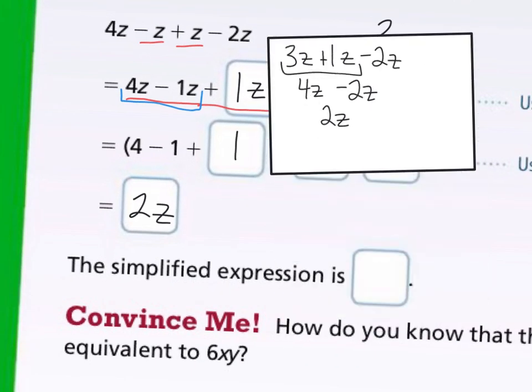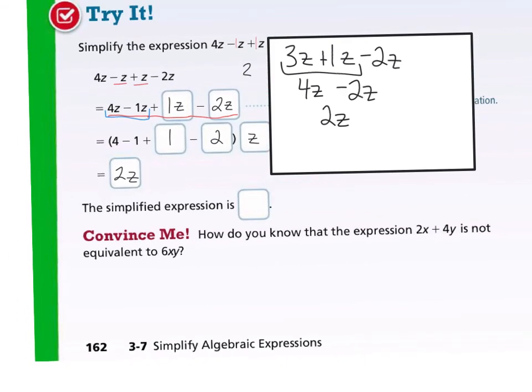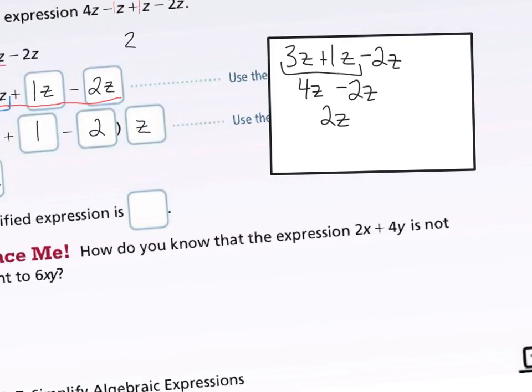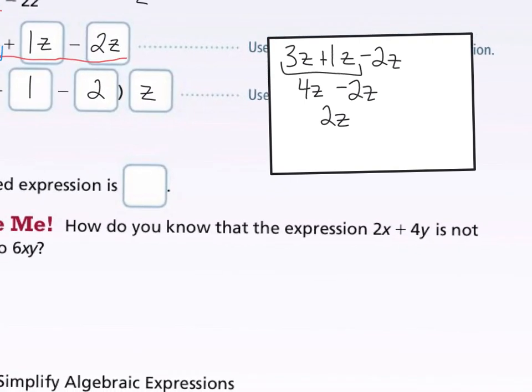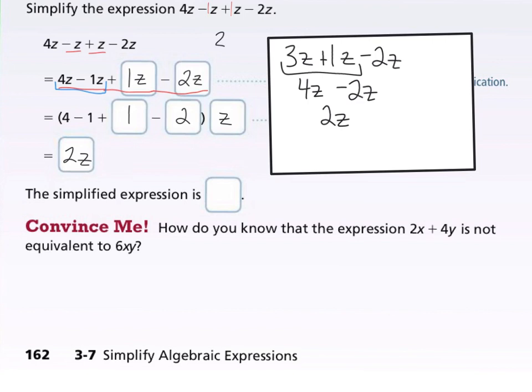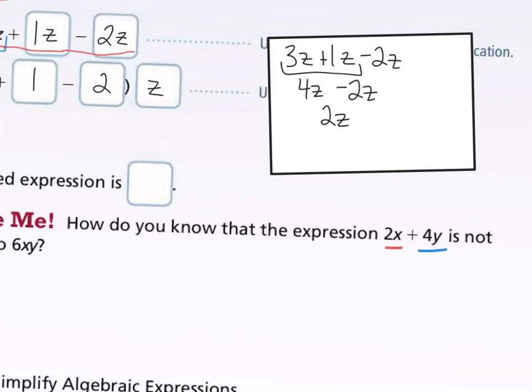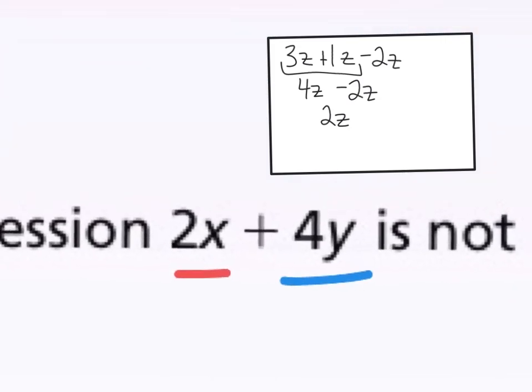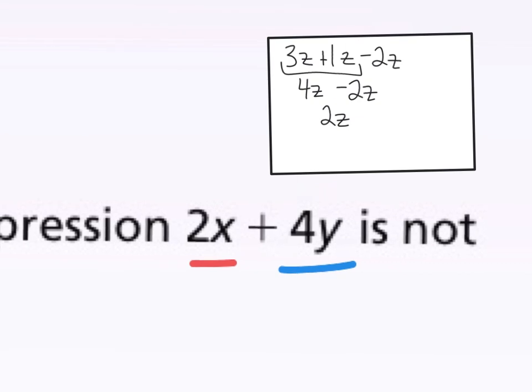The Convince Me talks about how do we know that the expression 2x plus 4y is not equivalent to 6xy. What we can do on this problem is just look at your terms. We've got a 2x and we've got a 4y. And those have different variables. They have different letters. And so if they have different variables, they are not like terms, so we can't combine them together. So this is actually already simplified. There's nothing more we could do with that.